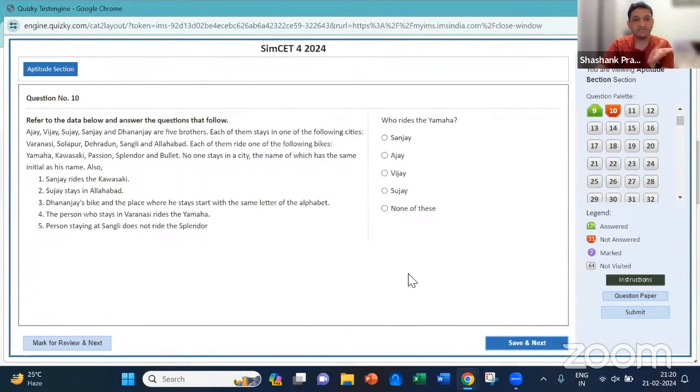Ajay has to be Varanasi. Vijay has to be the last one. Vijay has to be Sangli, I think. Who rides Yamaha? Ajay is Varanasi and Yamaha. Who rides the Bullet? Where did Bullet come from? Bullet I didn't see.